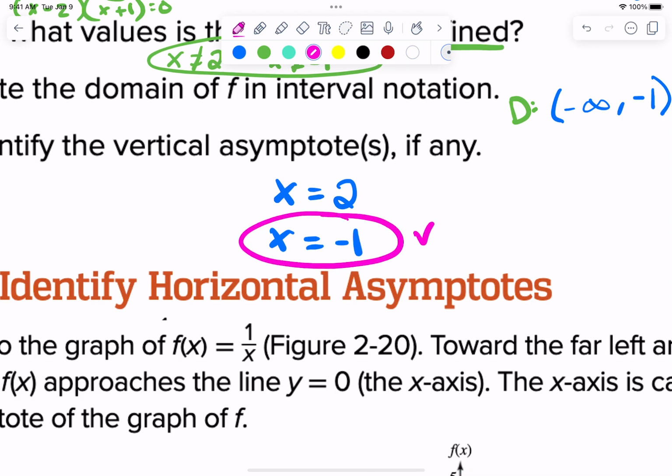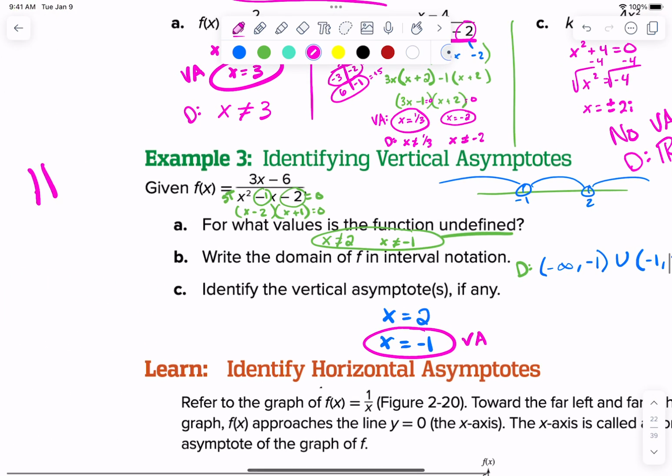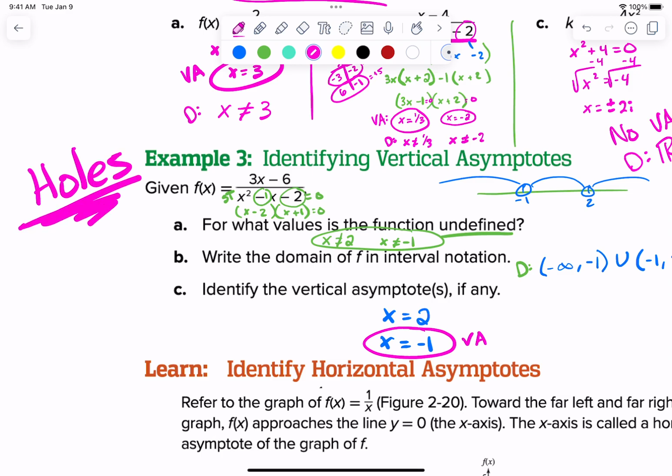-1 is the only VA. Why? Okay. So, all right, here's a little tidbit. We're going to talk about holes right now, so add this in. Holes. Okay, we're going to talk about a hole in a graph, right?